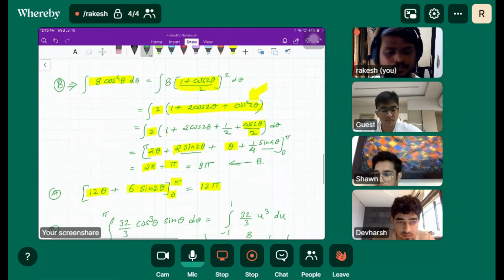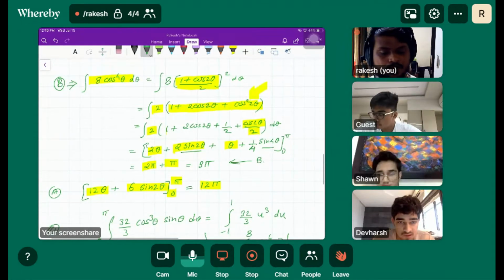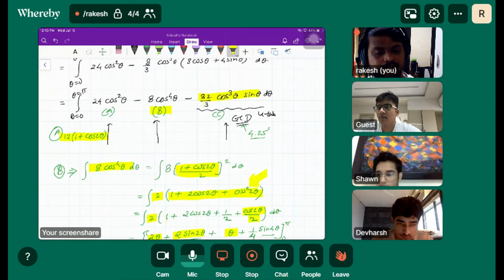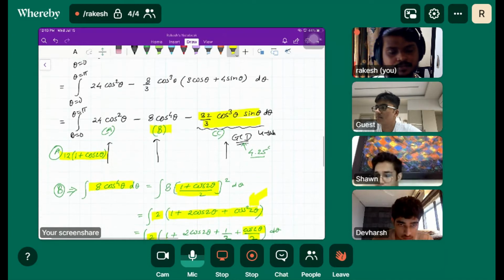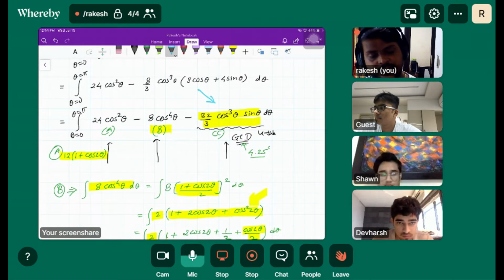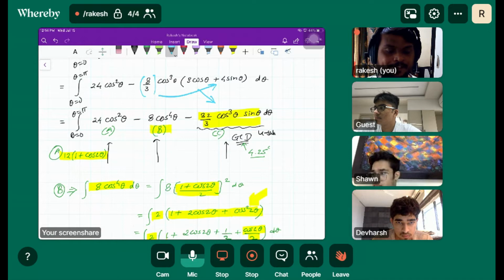Yeah. So this is for B. Now we have to solve for C also. This is the C part, right? 32 by 3. Please check the calculation here also. Are we getting 32 by 3? See, 8 by 3 will multiply here. So 4 8s are 32 by 3, cos cube theta sin theta. Yeah, that's right. Okay.